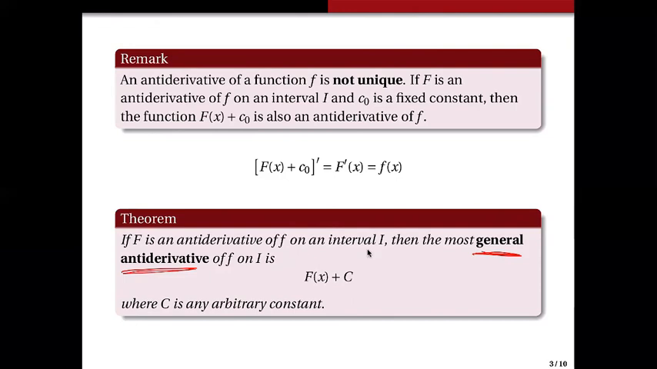And again, the proof is just like this. Since c is a constant, although you don't know what constant you want to use, the derivative of that constant will always be 0. So this function here is still an antiderivative of f. And we call this the general antiderivative.